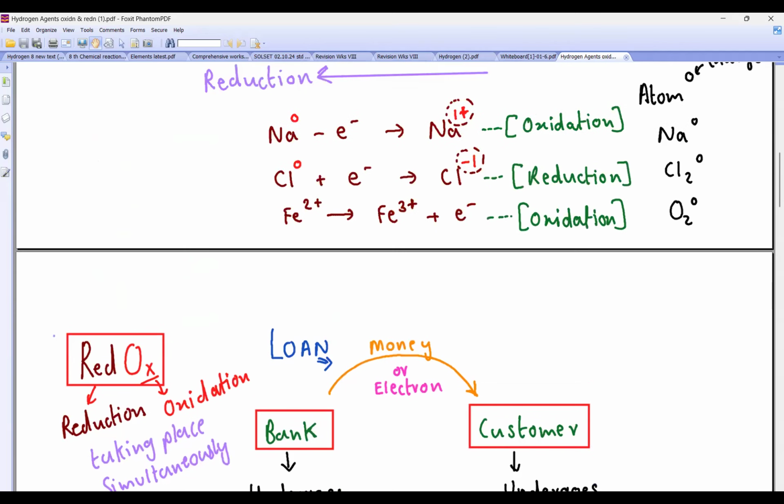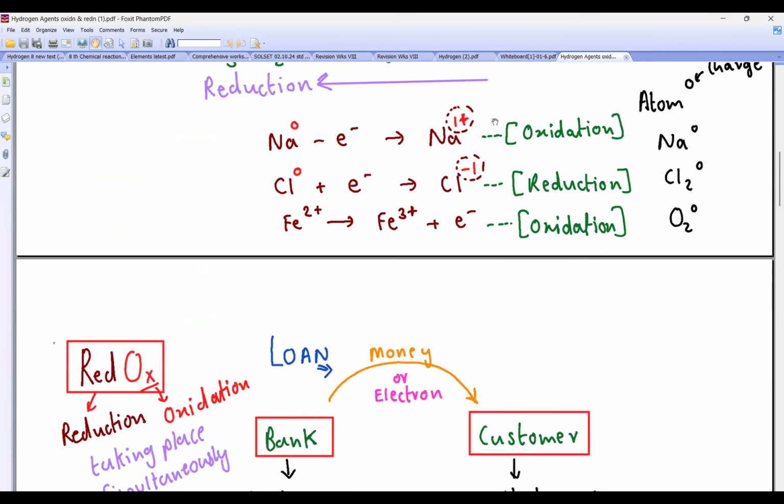Suppose I am a bank, you are a customer. You come for a loan to me, so I give you money. I gave you money, so I lost money. Loss of electron is what? Oxidation. So the bank is undergoing oxidation. Replace that money by electron. And what did you get? You got money, so you are gaining electrons. So you are undergoing reduction.